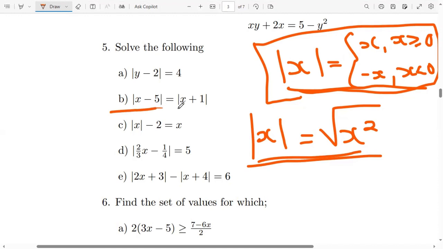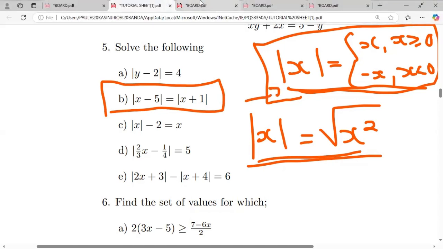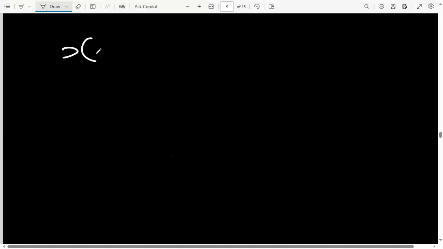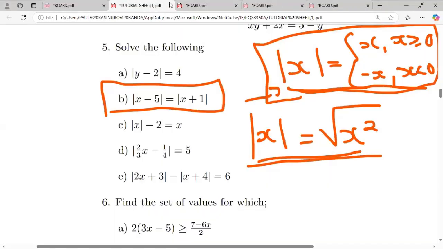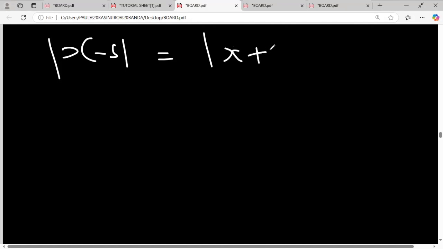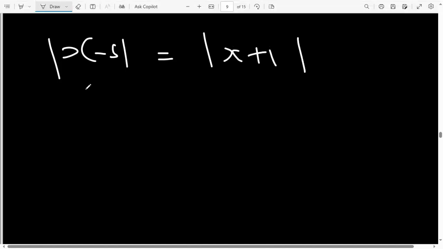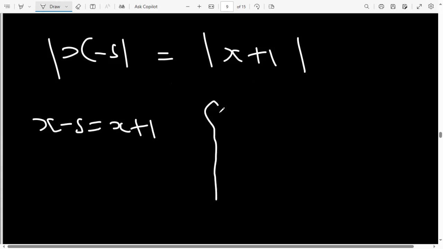Now let's look at B, which has two moduluses. We are going to use the first definition here. So we have the modulus of x minus 5 is equal to the modulus of x plus 1. For the first equation, you just write it the way it is without the moduluses. So the first equation will be x minus 5 is equal to x plus 1.